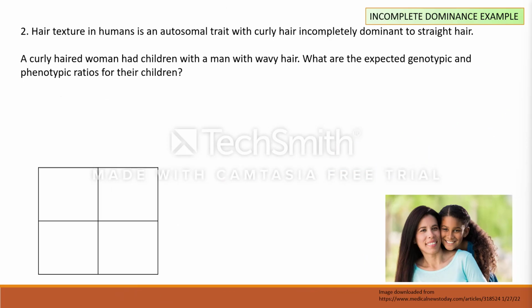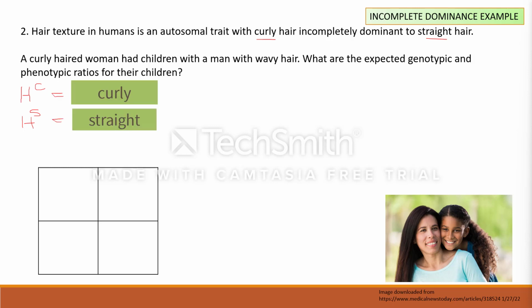Next, we'll look at an example of incomplete dominance, and we're going to look at hair texture in humans. This is an autosomal, meaning not sex-linked trait, with curly hair being incompletely dominant to straight hair. For this, we're going to use a slightly different kind of notation. We're going to use a letter that represents the trait. I'm going to do H for hair, and then we're going to have the specific allele represented as a superscript. We'll have H superscript C be curly and H superscript S be straight. Those are the 2 different alleles.